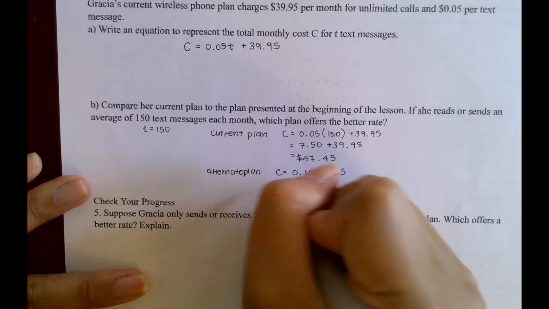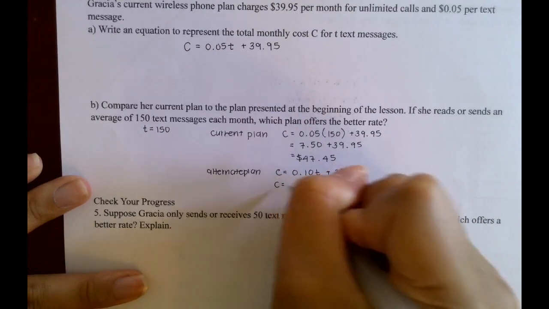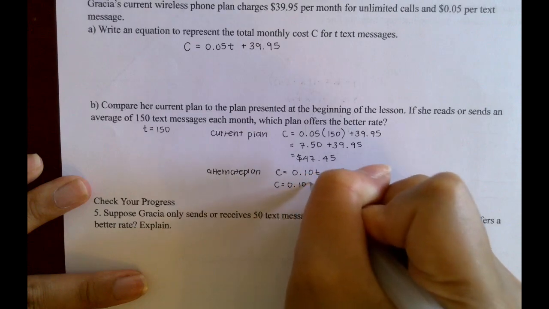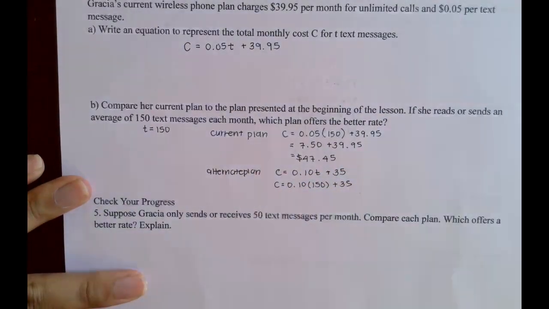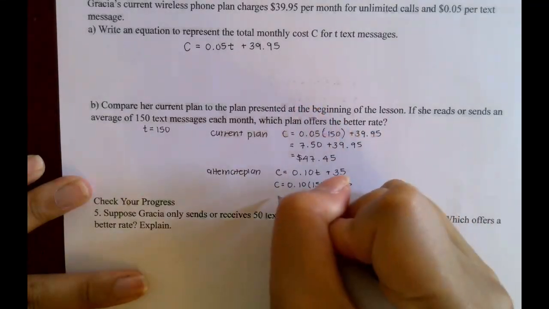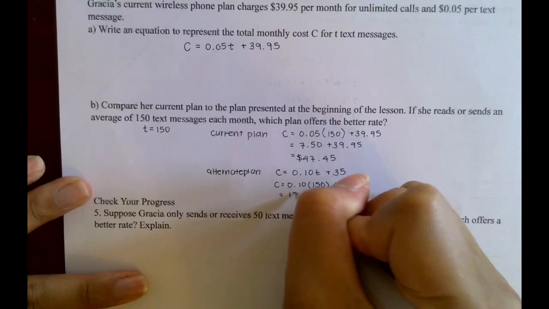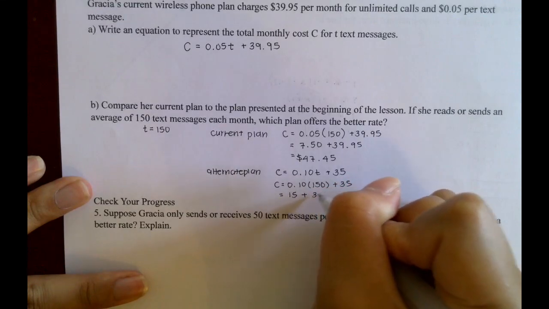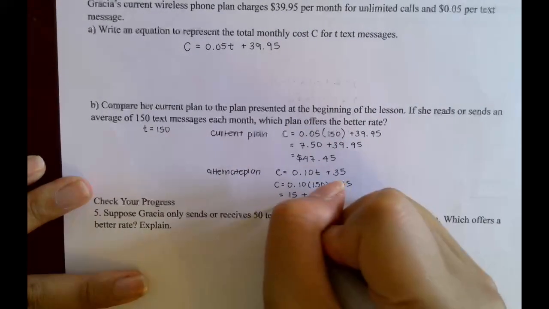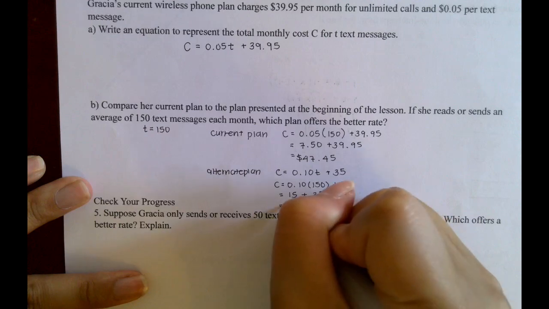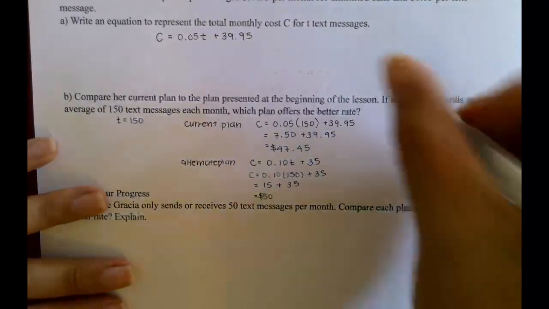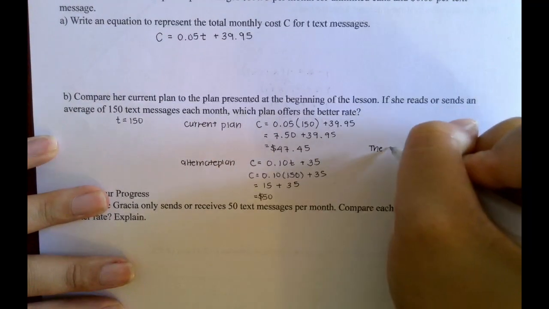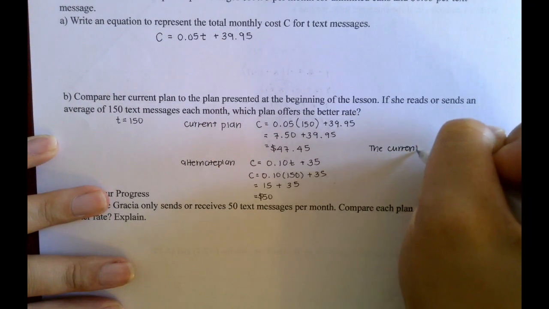Right? So let's see what it would be if we had 150 texts. So this would be $15 plus 35. 15 plus 35 is 50. So on the alternate plan, she would pay $50. So which plan offers the better rate? The current plan offers the better rate.